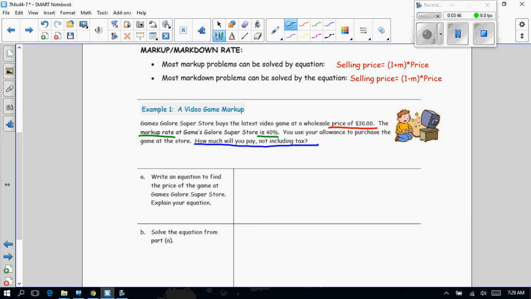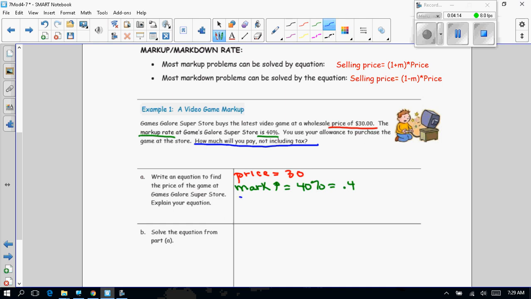So let's break down what we know. So we know that the wholesale price was $30. We also know that the markup, I'm just going to put an up arrow, is 40%. Well, we have to change that to a decimal, so 0.4 or 0.40. And so what we're going to do is we're going to plug that in to figure out how much you're going to have to pay now.